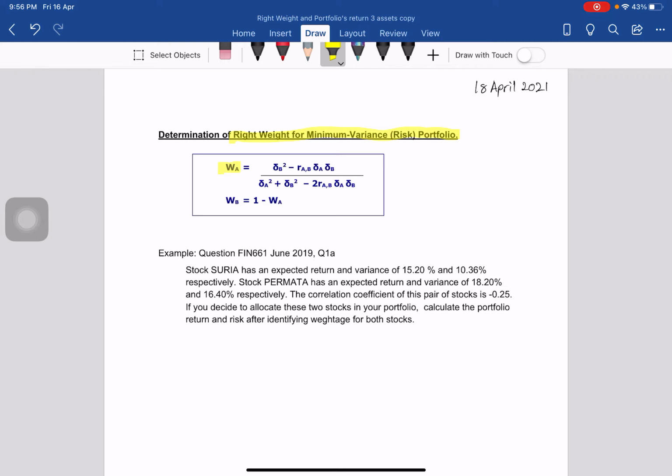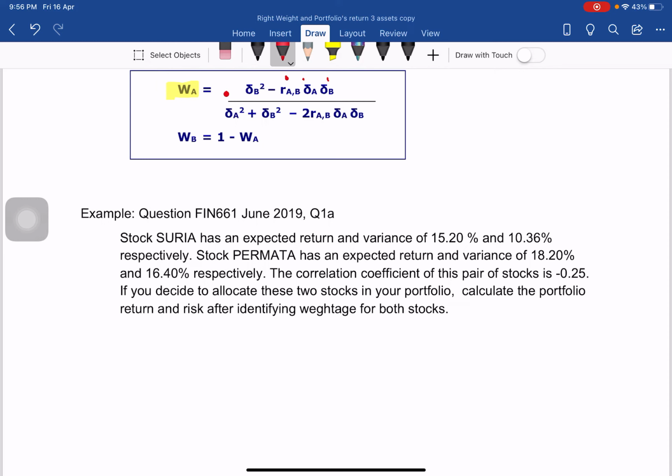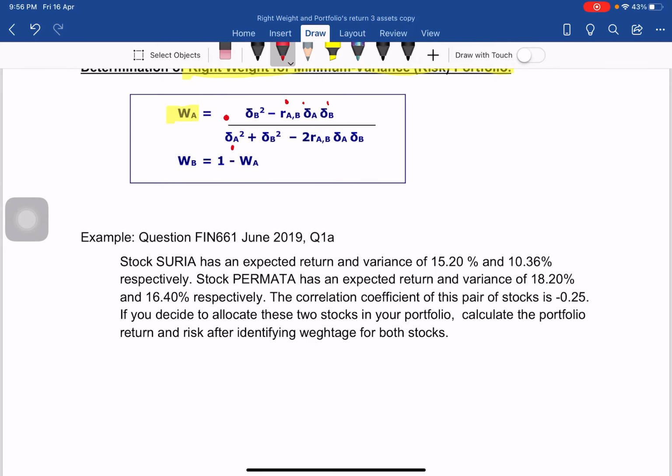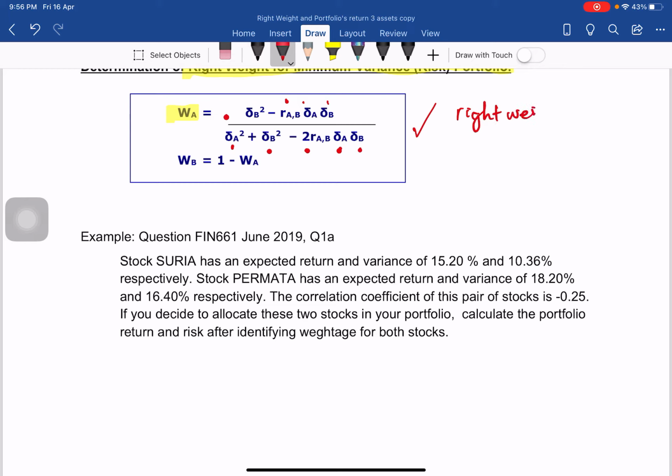Alright, so the formula is WA, weight A, is equal to variance B minus correlation AB times standard deviation A times standard deviation B, and then divided by variance A plus variance B minus 2 correlation AB times standard deviation A times standard deviation B. So this is the formula to calculate the right weight. How about WB? WB is simply 1 minus WA.